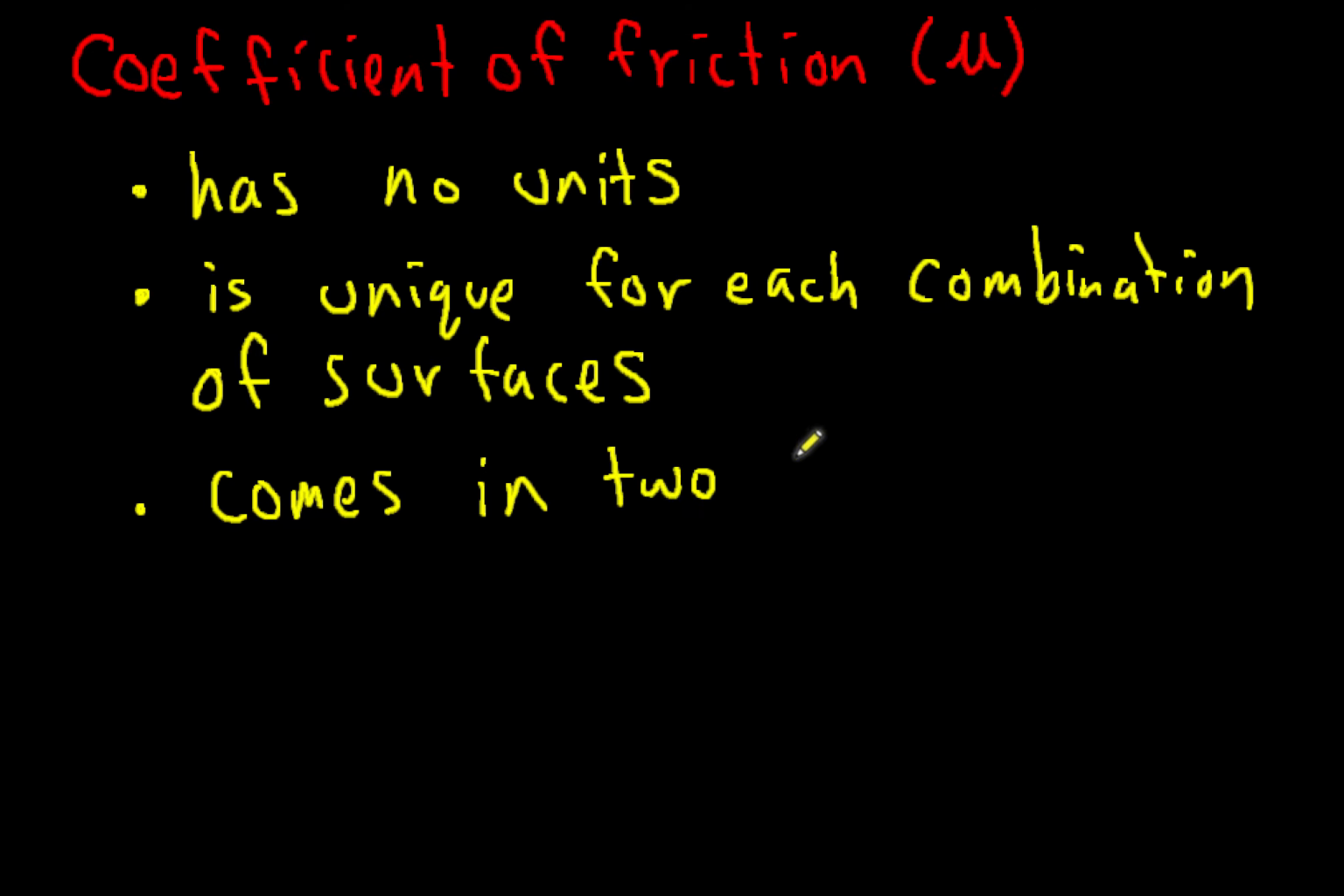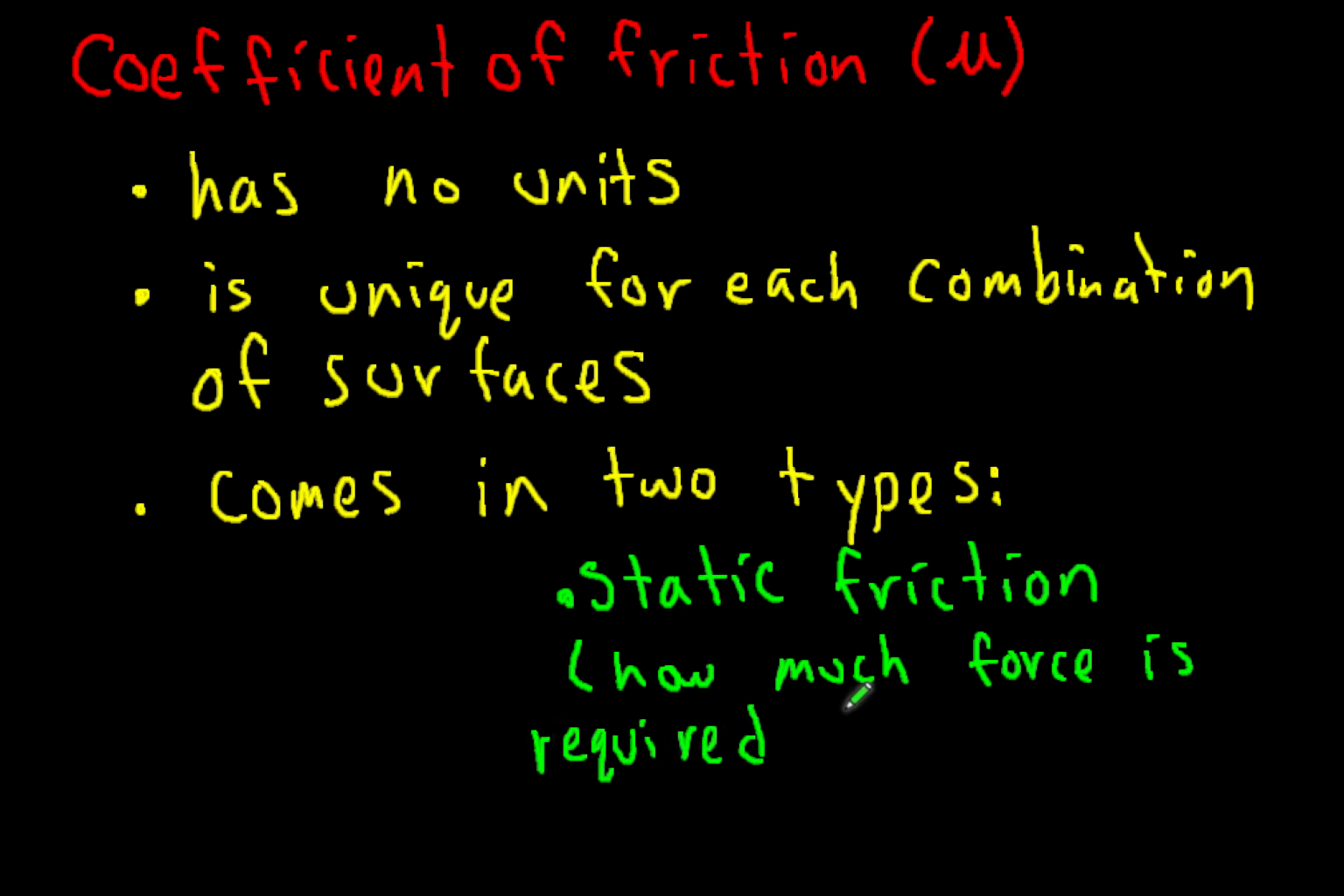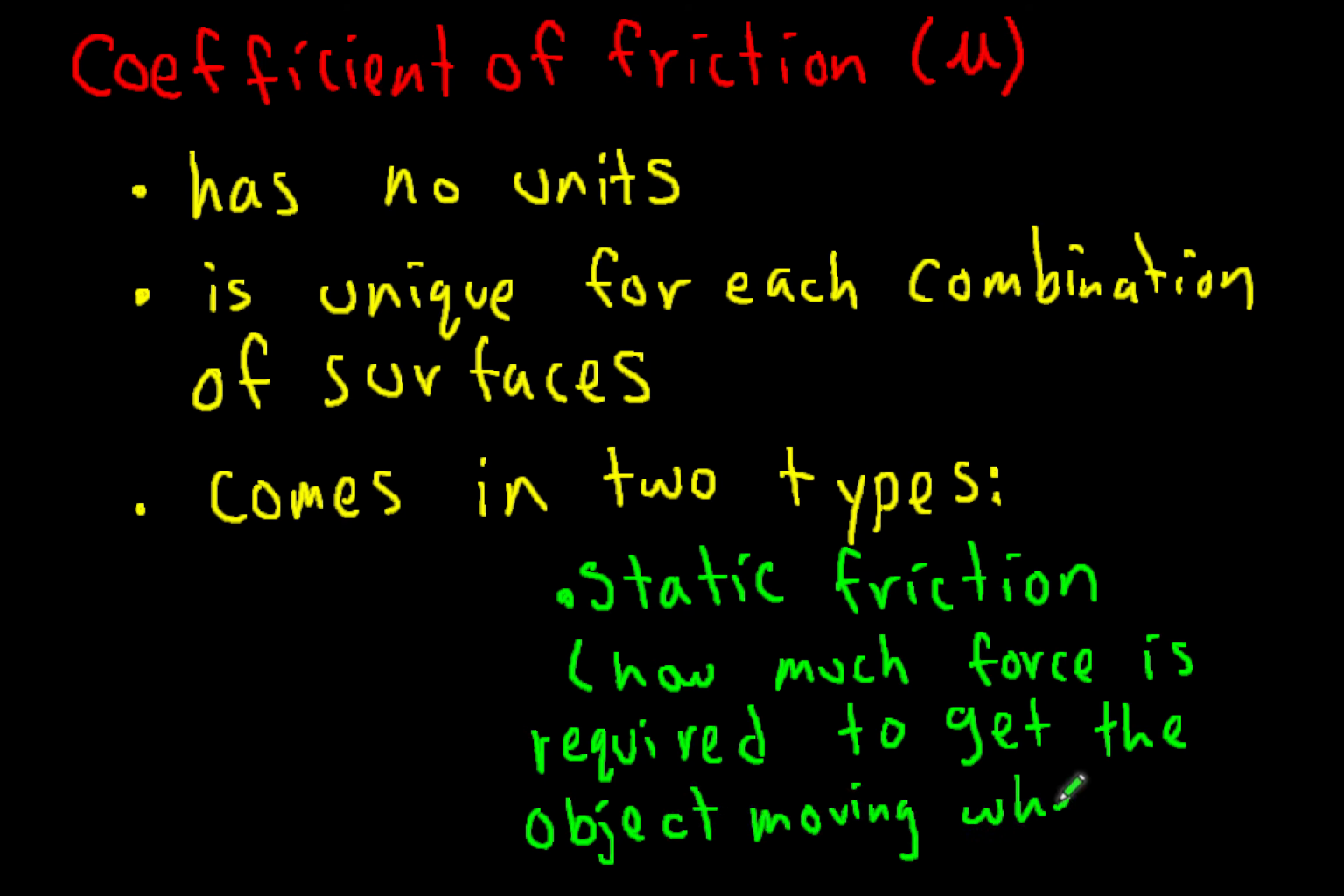It's also important to know that coefficient of friction comes in two types for each combination of surfaces. The first is static friction. Static in physics means not moving, like static electricity refers to electricity that's staying still. Static friction is how much force is required to get an object moving when it's at rest. So an object that's not moving can still experience friction. You can push against it, and it's hard to push because friction pushes back.